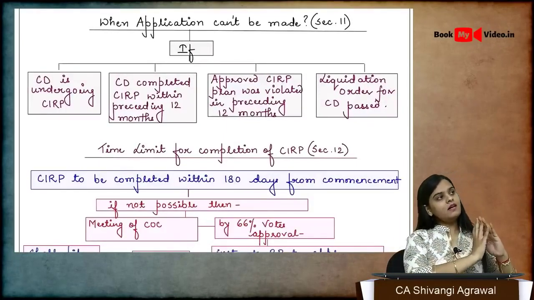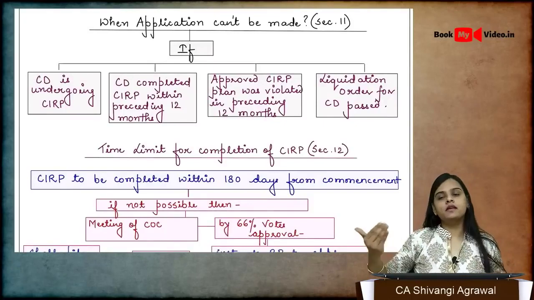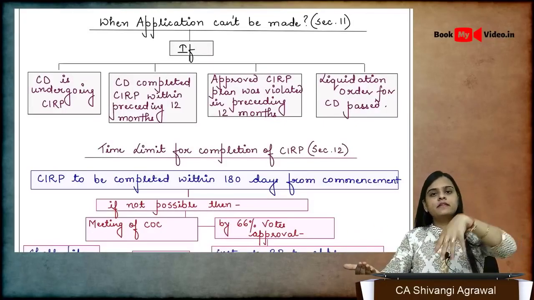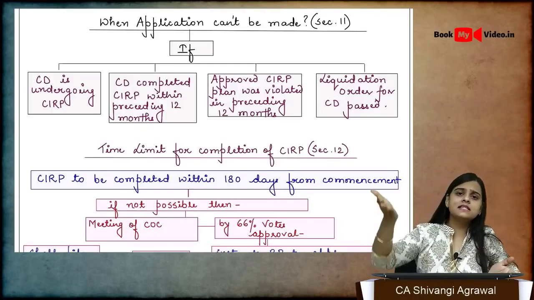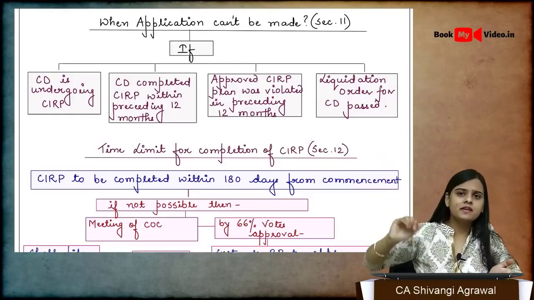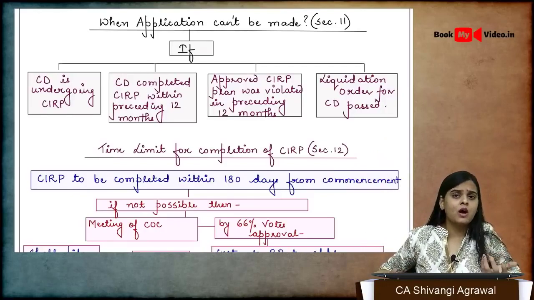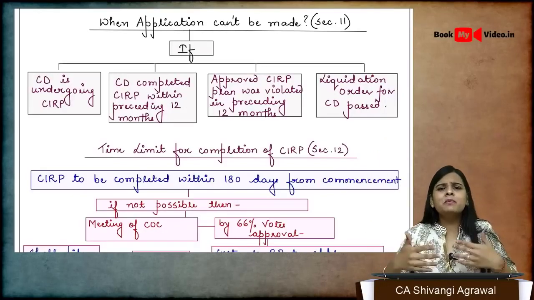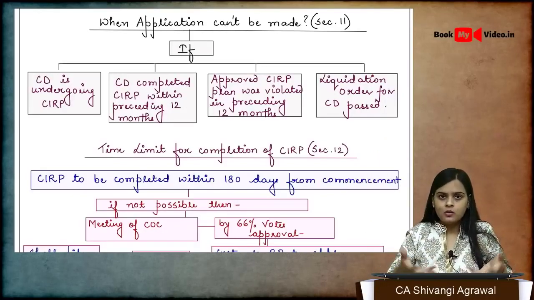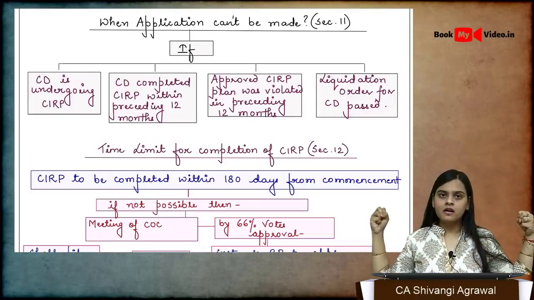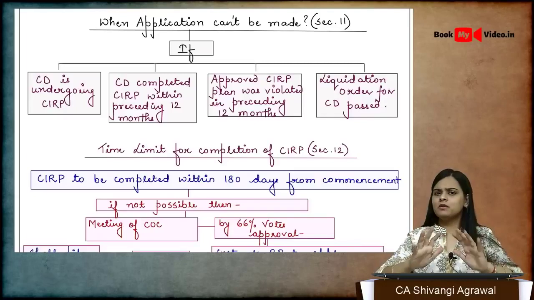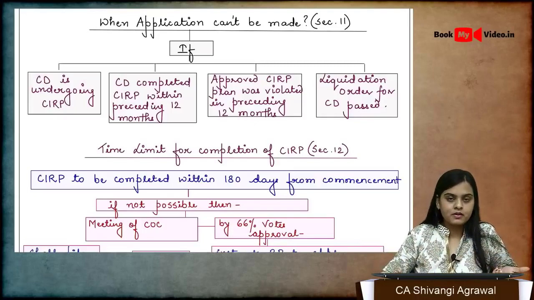See, some corporate debtor is already undergoing CIRP, and some operational creditor again wants to make an application. Arey Baba, the CIRP process is already going on against that corporate debtor. So how can there be another application? That will be multiplicity, no? How can we initiate CIRP against one corporate debtor by two different people? No. So that is not allowed.